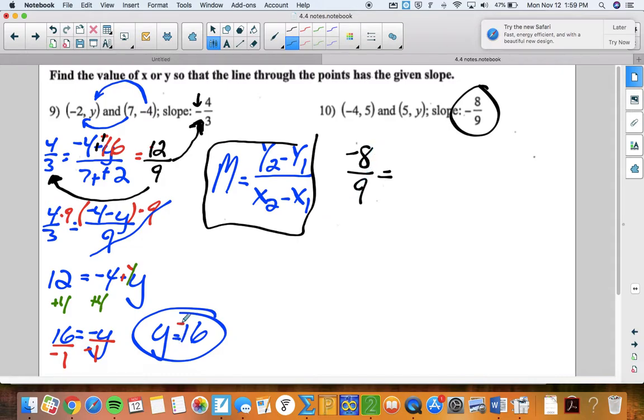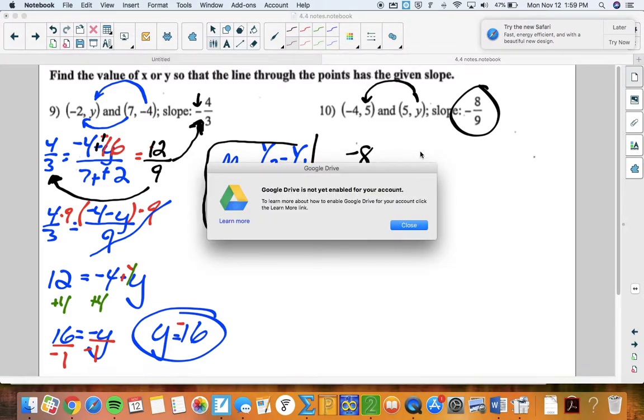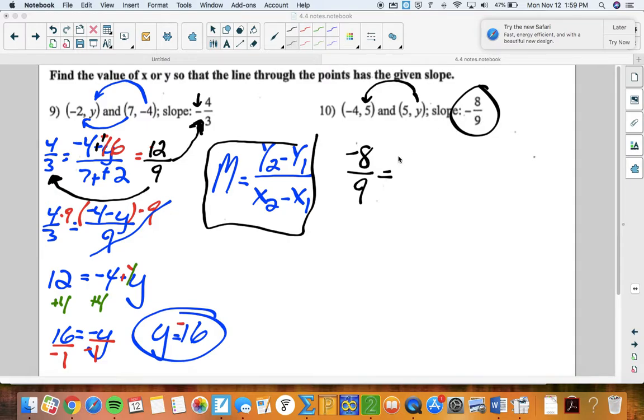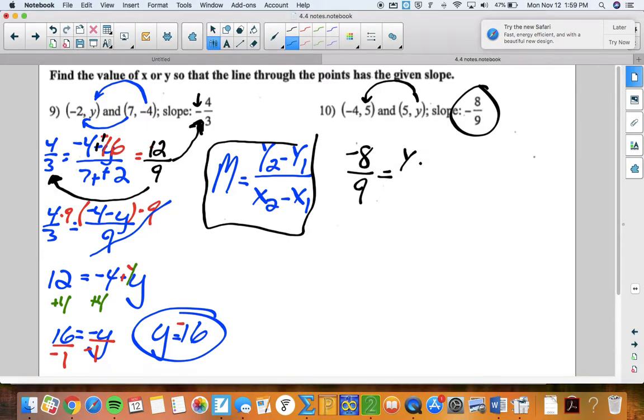This wrong answer is technically wrong because I started the problem with the wrong value. Let's do this one and get the right answer. So you can keep that though. That'll work for your credit. So here we get y minus 5 on top, and on the bottom we get 5 minus negative 4.